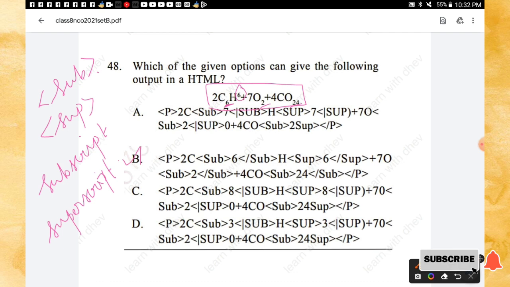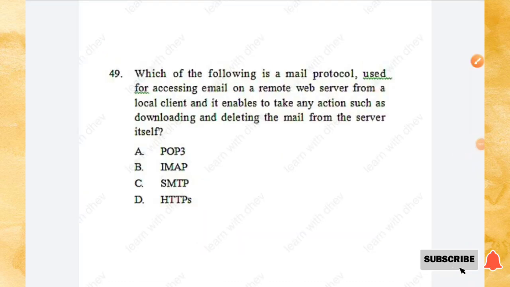In general, subscript characters always appear below the normal line in smaller font. Similarly, the text between the superscript tag always appears on the upper baseline, in smaller font size. So just go through the options, and finally your answer is option B.